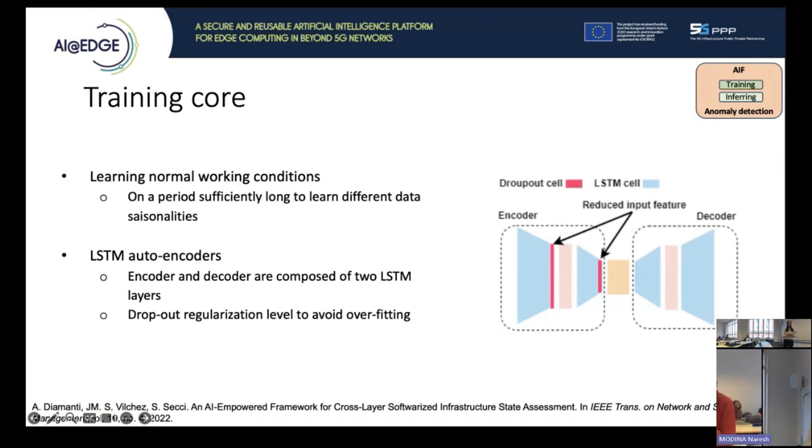And as I said before, the goal is finally to learn the normal working conditions of a system. To do that, we need to train for the first time on a relatively long and sufficient training data set, because we need to learn data seasonalities. The LSTM autoencoders that have been used in this work, you can see them in the picture. You have the encoder, the decoder, and there is also a dropout regularization layer to avoid overfitting.